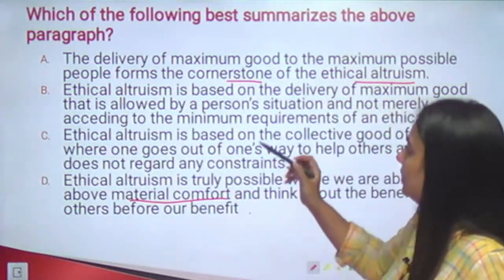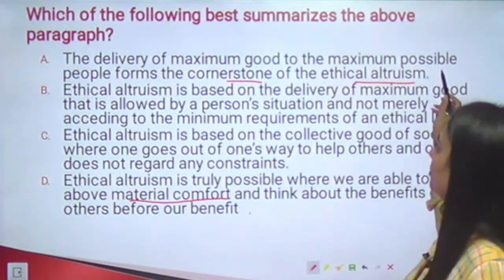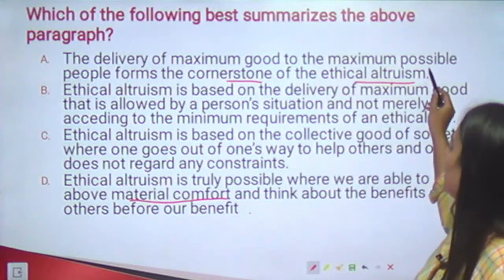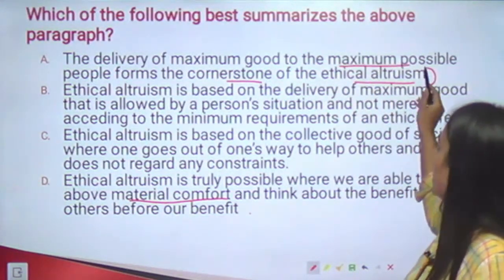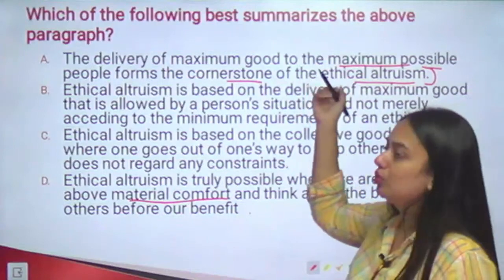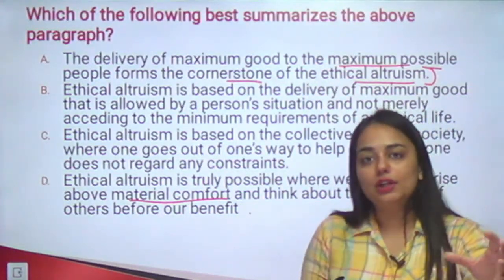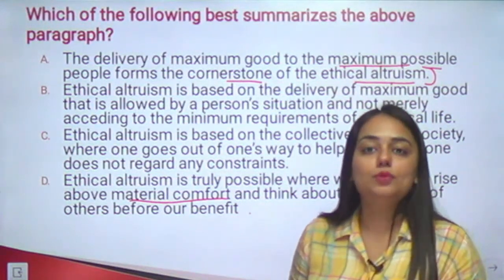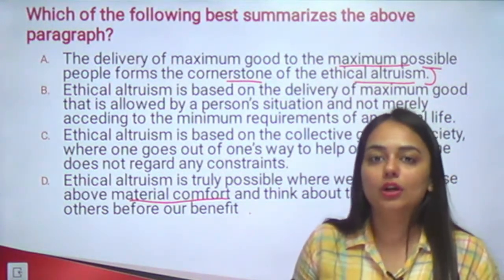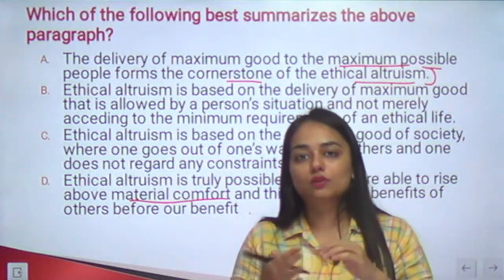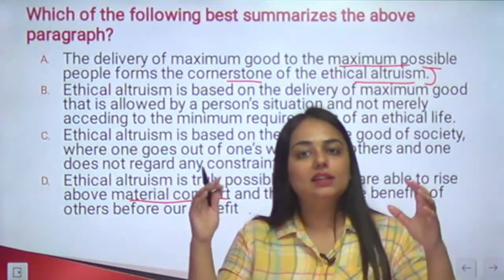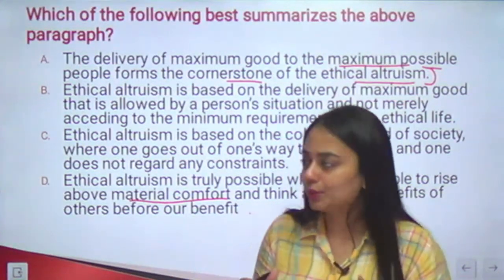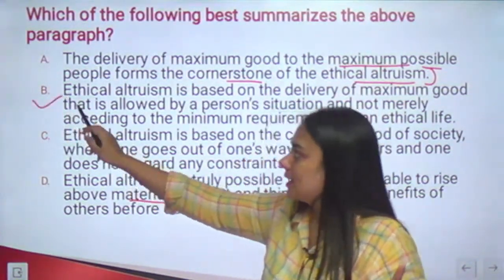Nice try. The delivery of maximum good to the maximum possible people forms the cornerstone of ethical altruism. So when we say maximum good to the maximum people, we are talking in a way in very vague terms. Though this is not wrong, most of the options in the para summary question will not be wrong, but you will have to go with the one option which is broader in its aspect and can take in most of the things which were discussed in the passage. The answer here will be the second one.